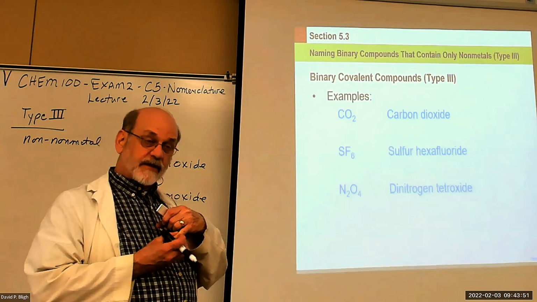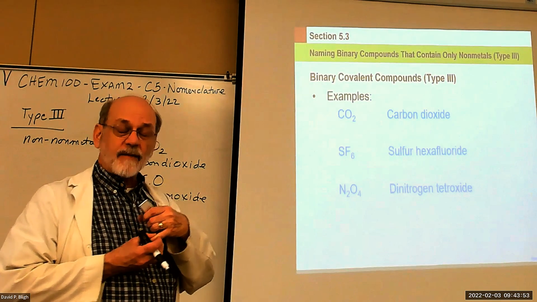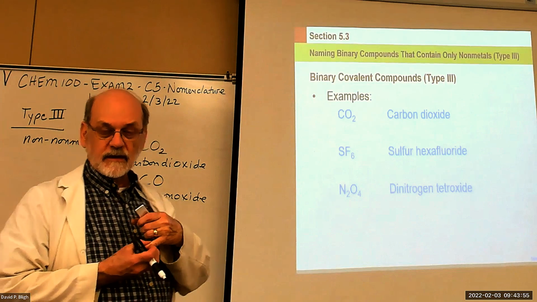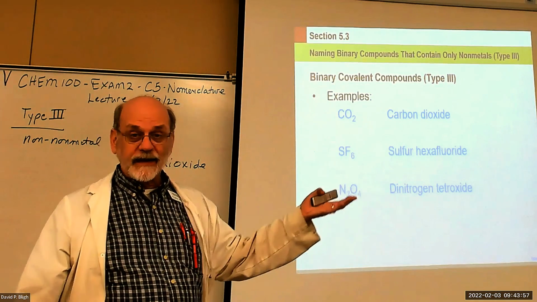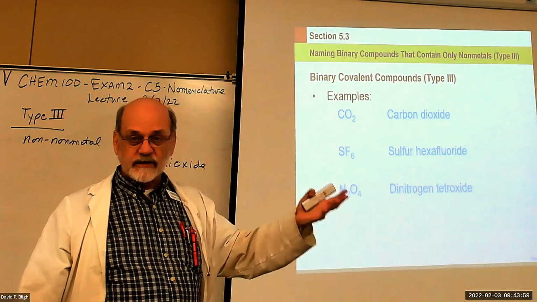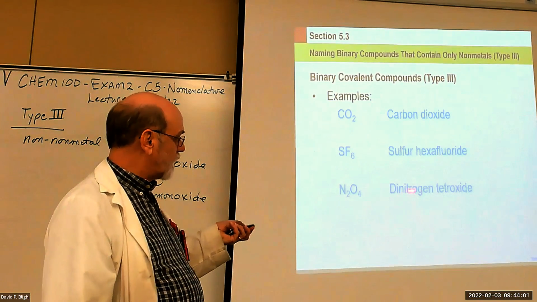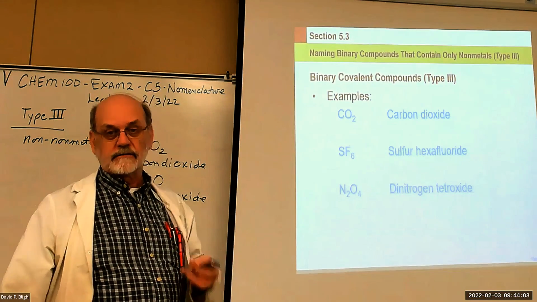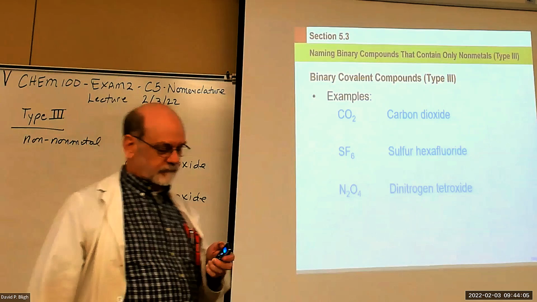So, in this respect, type 3 compounds are easier because you just say how many there are. How many atoms are in this molecule? 2 nitrogens and 4 oxygens. And you're done.